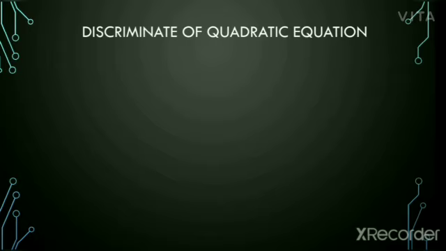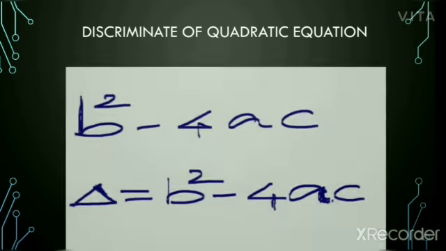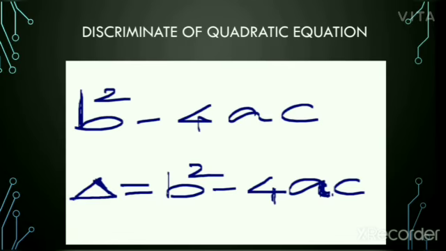So what is the discriminant? Yes, b square minus 4ac is called the discriminant of the quadratic equation. It determines whether the quadratic equation ax square plus bx plus c equal to 0, a is not equal to 0, has real roots or not. So b square minus 4ac is called the discriminant of the quadratic equation.